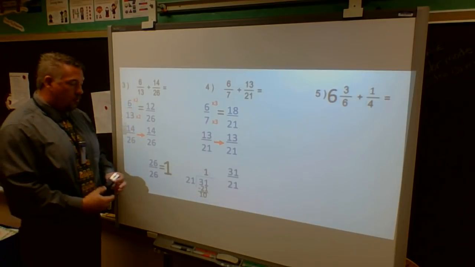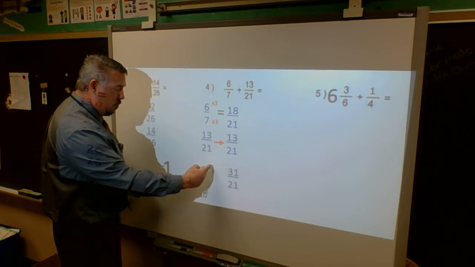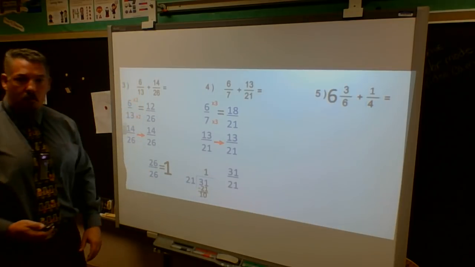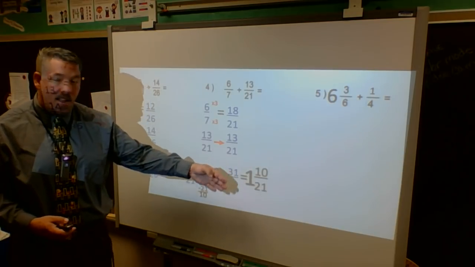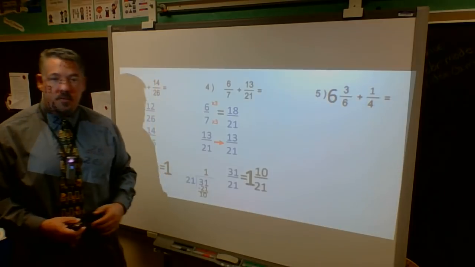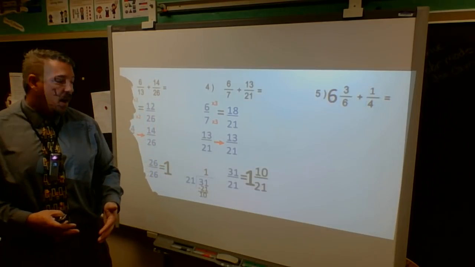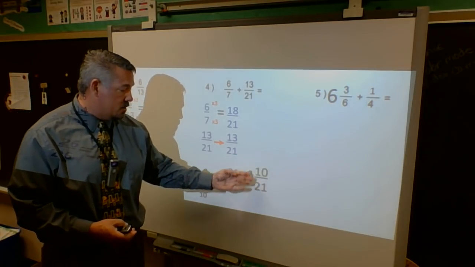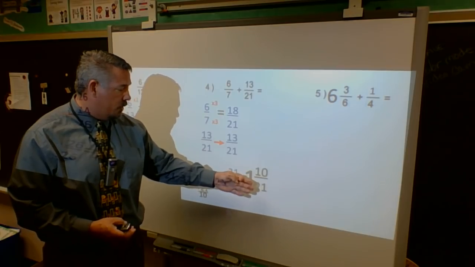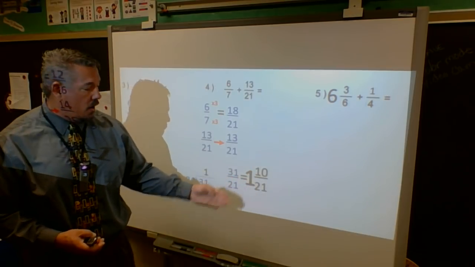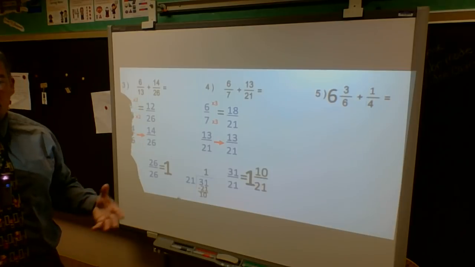Once again, my remainder is my numerator. My divisor is my denominator. So I end up with 1 and 10/21sts. The only factors I have for 10 are 1 and 10, which only 1 would work for that, and that wouldn't reduce, or 2 and 5. So I know that 10 over 21 is as low as it can go.